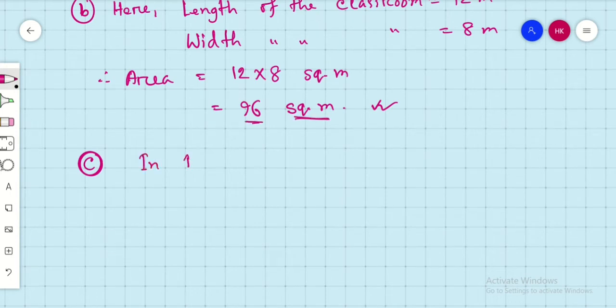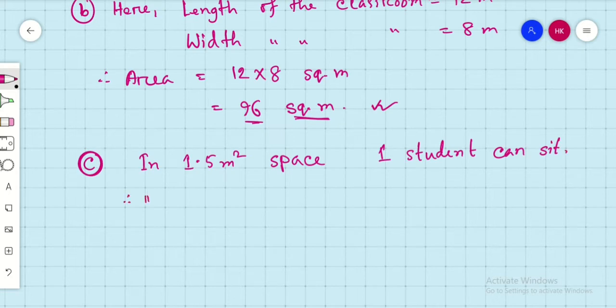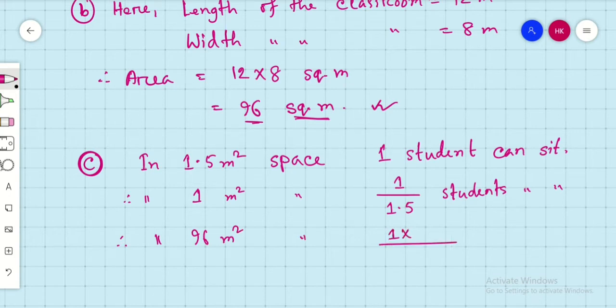in 1.5 meter square space one student can sit. We need to do the unitary method here. Therefore in 1 meter square space, it is less, so we divide: 1 divided by 1.5 students can sit. Therefore in 96 meter square space, more students can sit, which means we will divide 96 by 1.5.